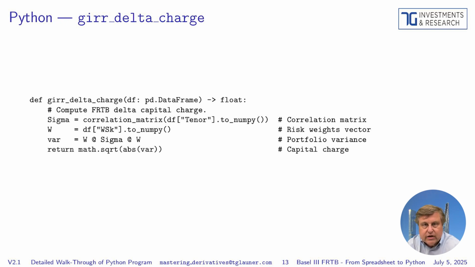Now, we have again the source code of the function. GIRR delta charge takes as input the Pandas data frame, which is the weighted sensitivities. It first computes the correlation matrix using the tenors from the input data frame. Then it extracts the vector of risk weights. The portfolio variance is calculated by multiplying the risk weights with the correlation matrix and then again with the risk weights. Finally, it returns the square root of the absolute value of this variance as the capital charge.